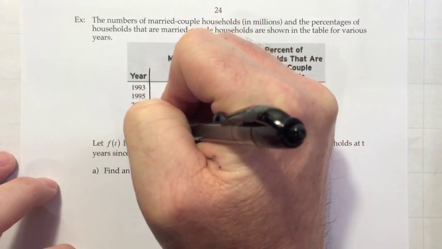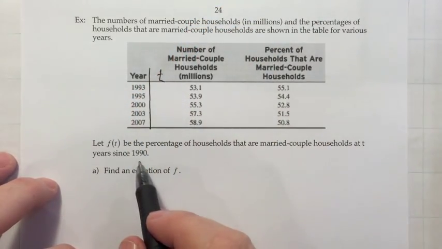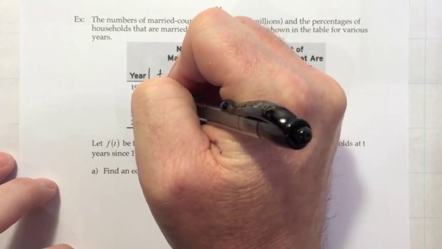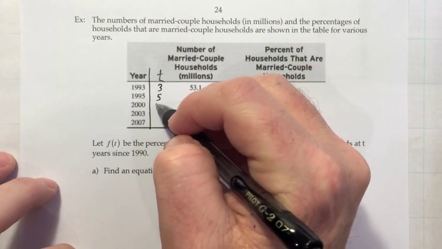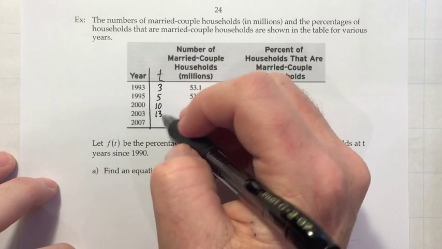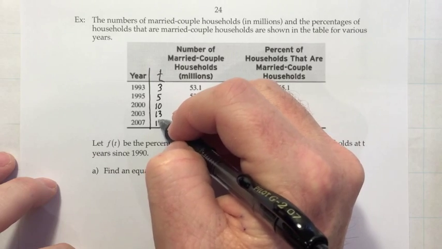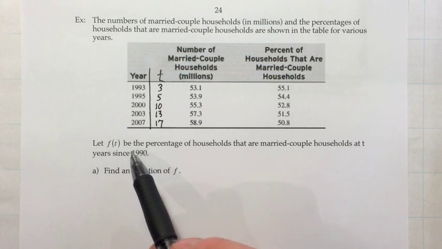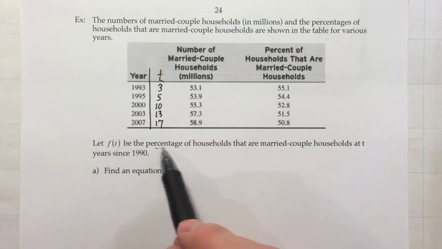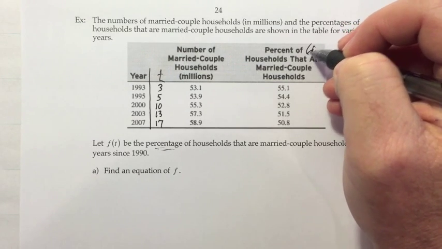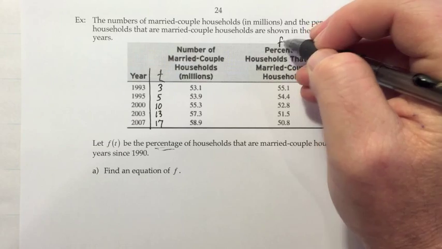T is the number of years since 1990. So in 1993 it had been 3 years, in 95 it had been 5 years, in 2000 it had been 10 years, 2003 13 years, in 2007 that would be 17 years. So always adjust those years over to t by thinking about what the starting point was. So there's our input, and it says that f of t, which is the output, is the percentage. So these are our values of f of t or of y over here.